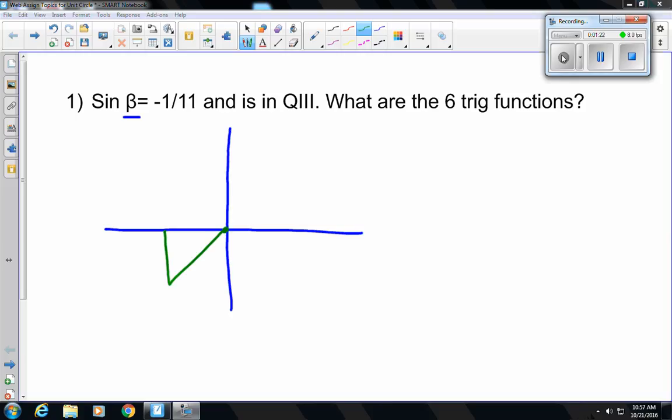So put your right angle in. Now where's beta? At the origin. So we're going to put beta right here. This gives us perspective. Now I know where I can get my ratios. So it says the sine of beta is -1/11. Okay, so how do I label my triangle?